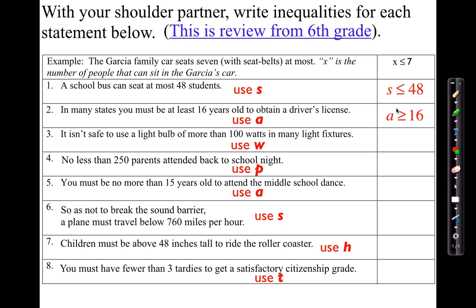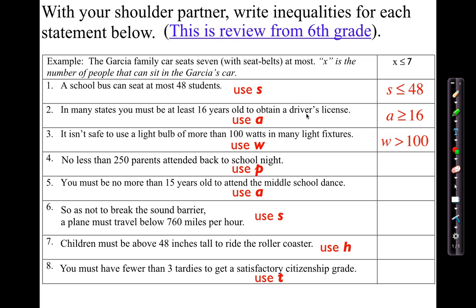So number 3. It isn't safe to use a light bulb of more than 100 watts in many light fixtures. More than, of course, means greater than, but our question should be, okay, should it be greater than, or greater than and equal to? Well, in this case, it says more than 100, which is not going to include 100. So I'm going to say W is greater than 100.